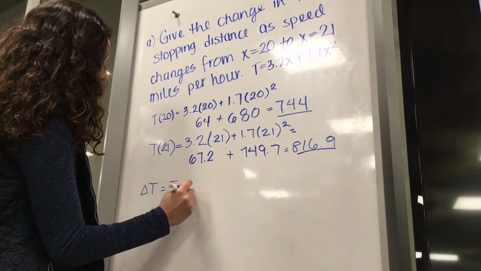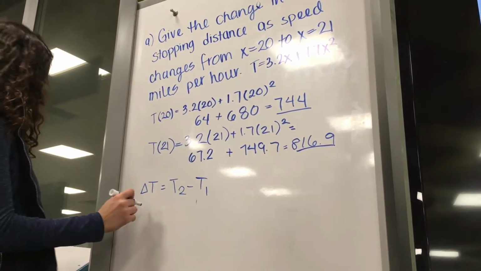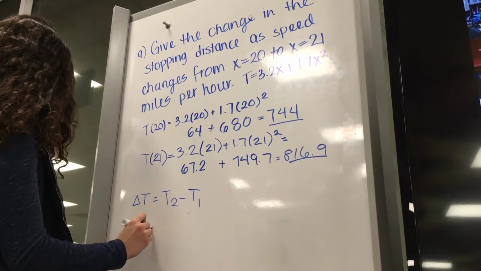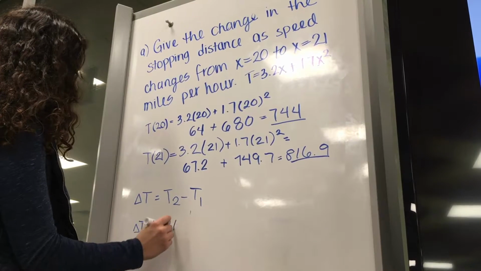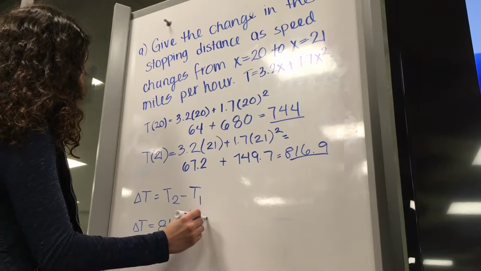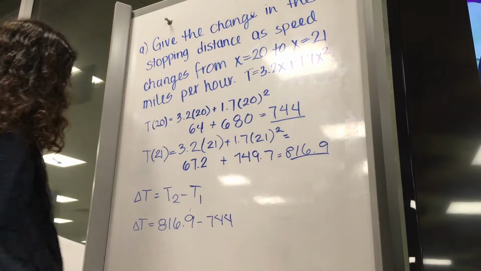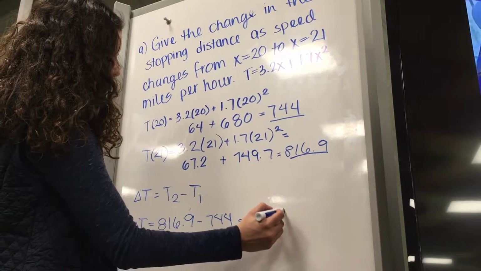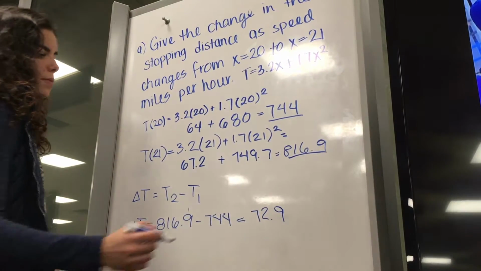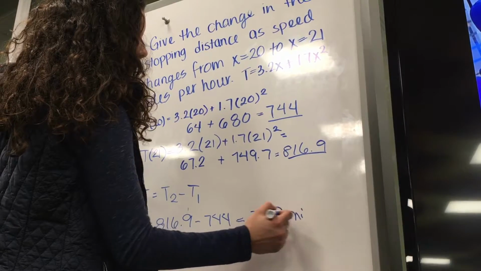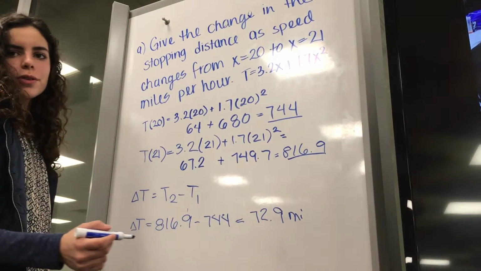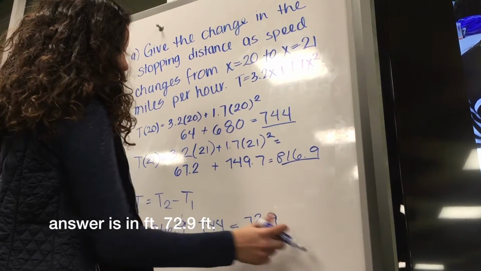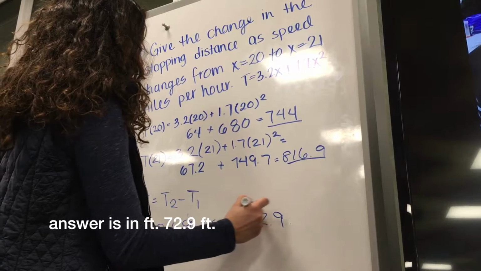And so to find the change in the stopping distance, our equation would be T2, which is stopping distance 2, minus T1, which is stopping distance 1. Our speed, we use the speed and the equations we used last time. So we use 816.9, which is T2, minus 744, which is T1, and we get 72.11 in distance. So our change in the stopping distance would be 72.9.